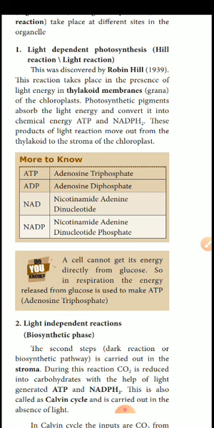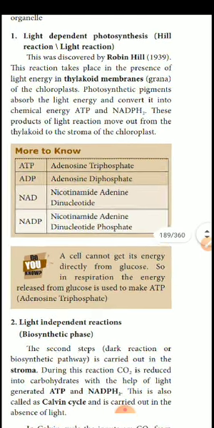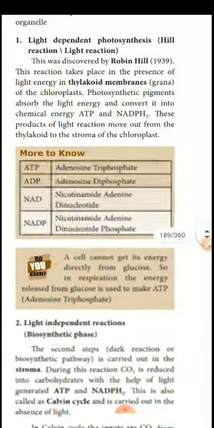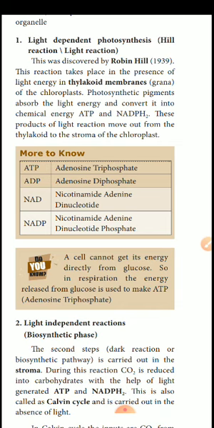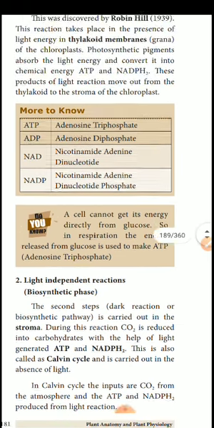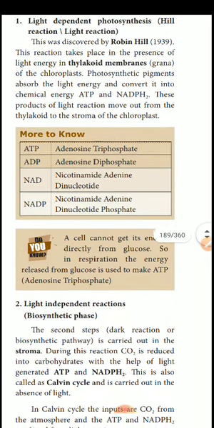Photosynthetic pigments absorb the light energy and convert it into chemical energy, ATP and NADPH2, adenosine triphosphate and NADPH. These products of the light reaction move out from the thylakoid to the stroma of the chloroplast. Okay. So there are two types. One is the light dependent reaction, another name is Hill reaction or light reaction.